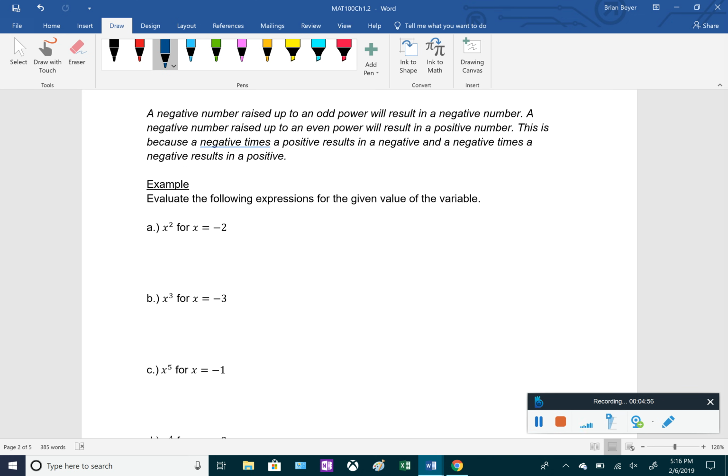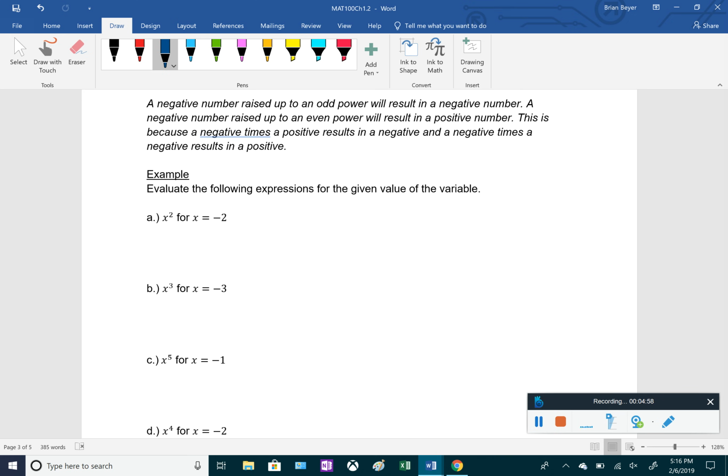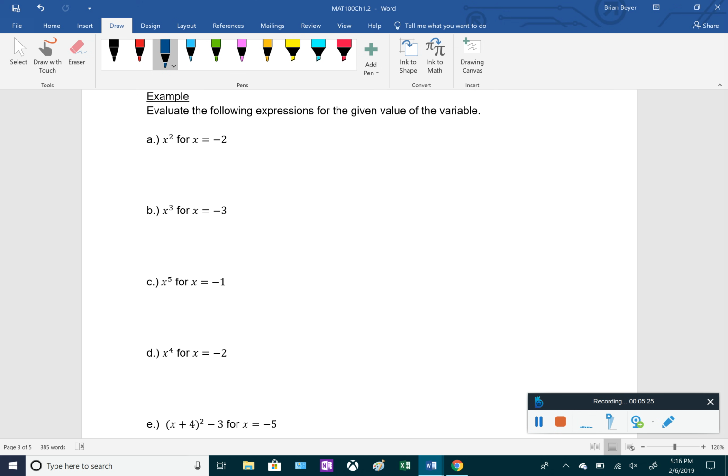Okay, so something that's pretty important that I don't want us to get messed up is this next page here. When we raise a negative number to an odd power, it's going to result in a negative number. When we raise the negative to an even power, it's going to result in a positive number. And this is going to be because a negative times a negative is a positive, and a negative times a positive is a negative. So we'll see kind of why that is and what happens when we do these examples.